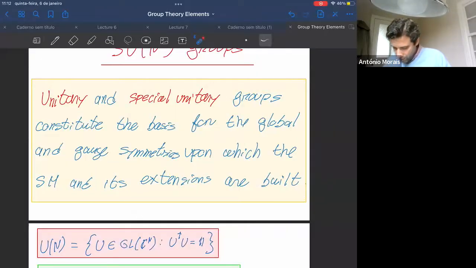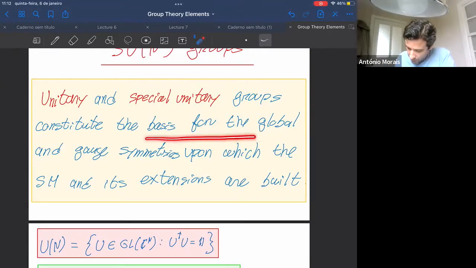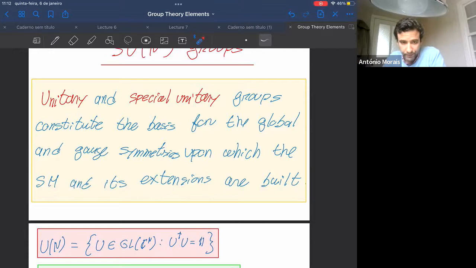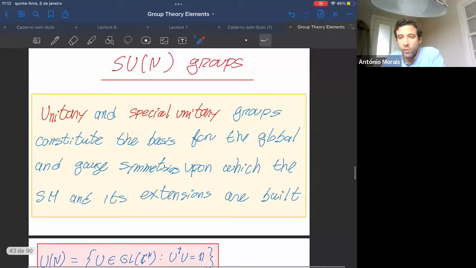Right. Okay. So continuing, these groups are very important for particle physics because they constitute the basis for the global and gauge symmetries upon which the Standard Model and also its extensions are built. Of course, there are other groups like SO(N), the exceptional groups, symplectic groups. So it's all a big classification for groups. But the most fundamental ones, the ones that are most broadly used, are the SU(N) groups.